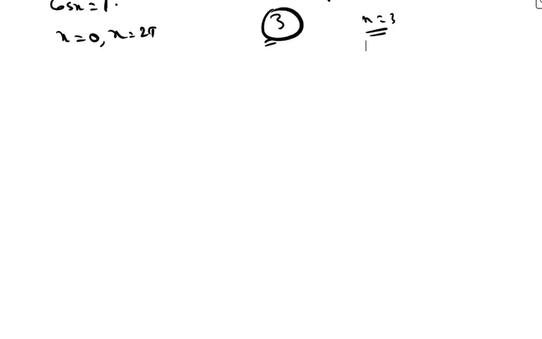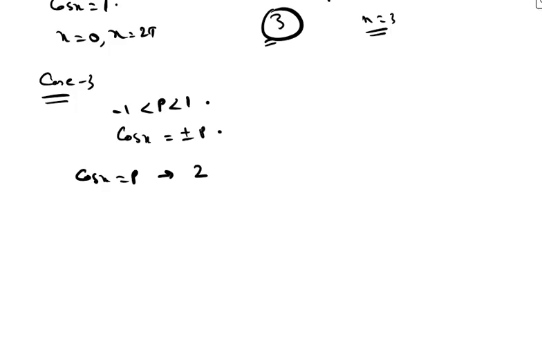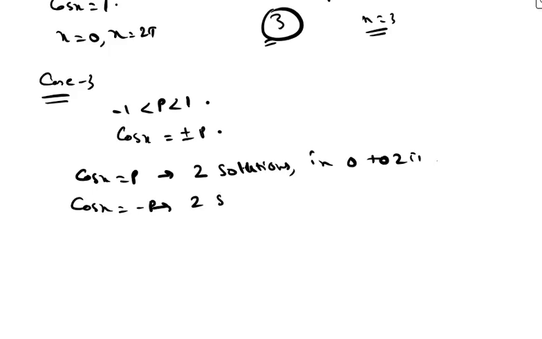Now case 3. For case 3, if minus 1 is less than p less than 1, then cos x is equal to plus minus p does have solutions. Now, how many? For any value strictly between minus 1 and 1, cos x is equal to p gives 2 solutions in 0 to 2π, and cos x is equal to minus p also gives 2 solutions. So that gives 4 additional solutions.